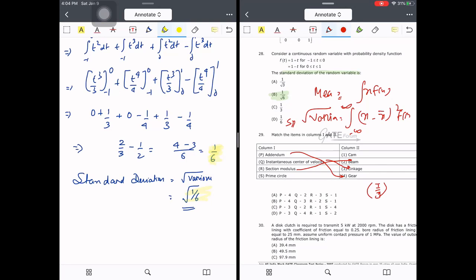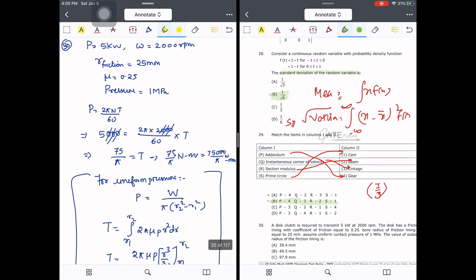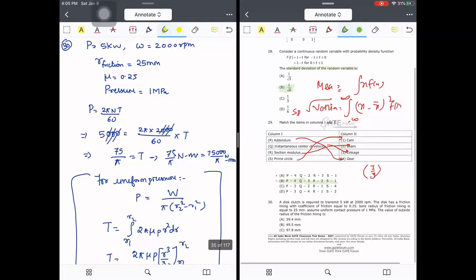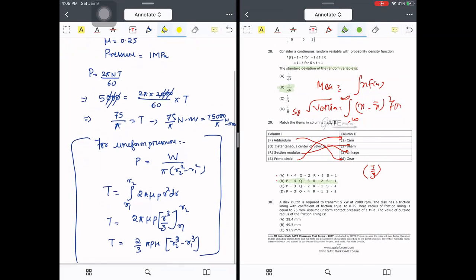Remember this section modulus is given by I by y. In the previous question, one of the questions they asked the ratio between the moment of inertia, second moment of inertia, and section modulus. This is I by y. Okay, I will discuss this later on. However, the prime circle is related to the cam. So S1 A4 P4 S1 P4 S1, option A or option B. Instantaneous center is 4, that means Q3. So option B is the correct answer. 4 3 2 1.